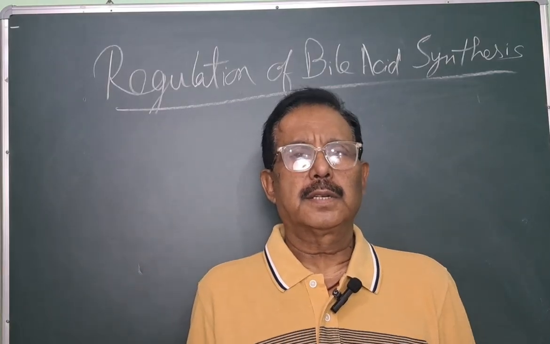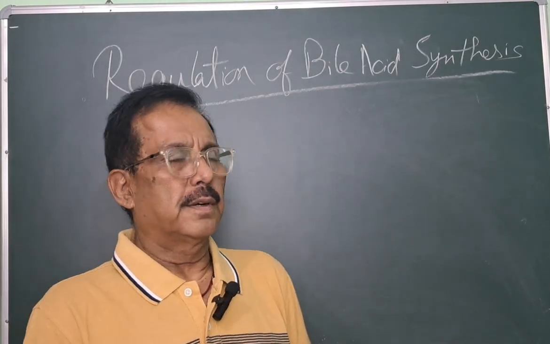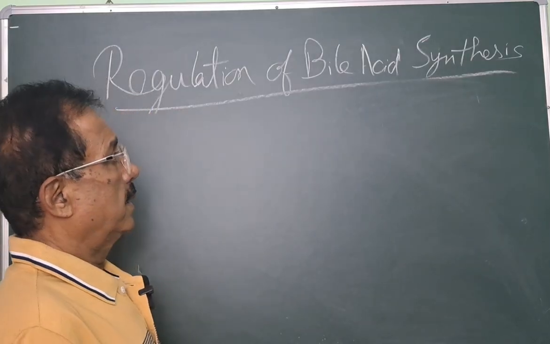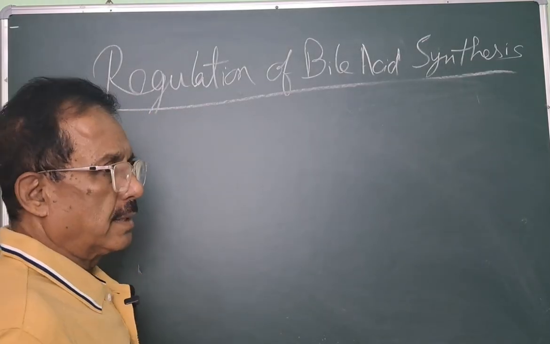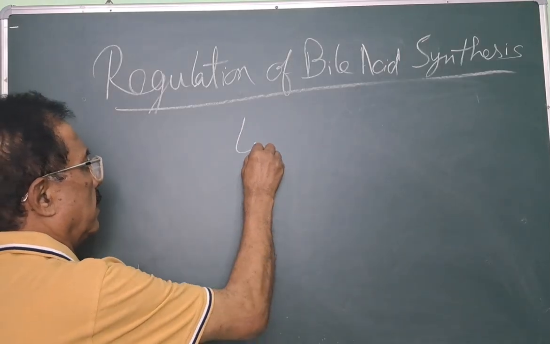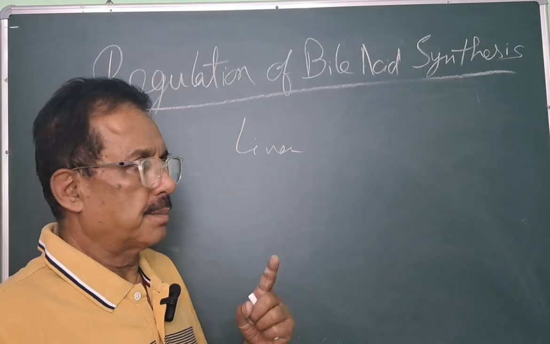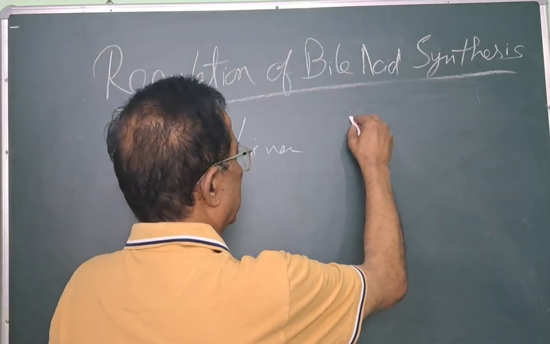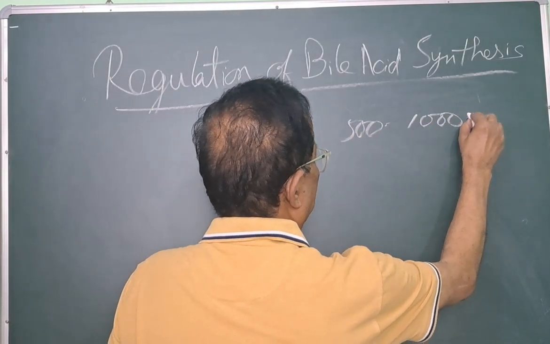I am Dr. Bile Juice, and today I am going to talk about regulation of bile acid synthesis. Bile acid is synthesized by the liver. It is present in bile. Daily secretion of bile is 500 to 1000 milliliters.